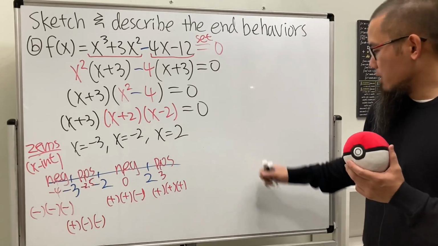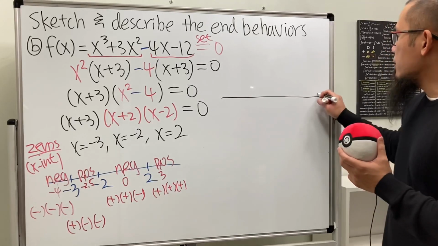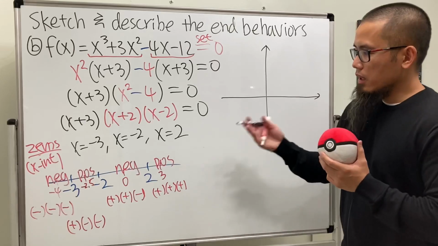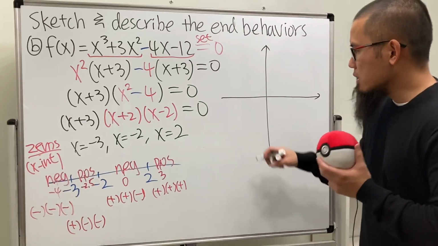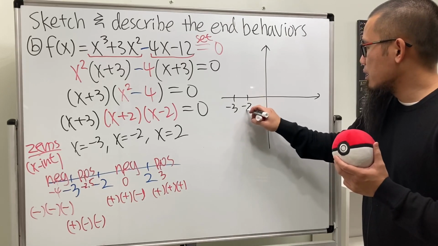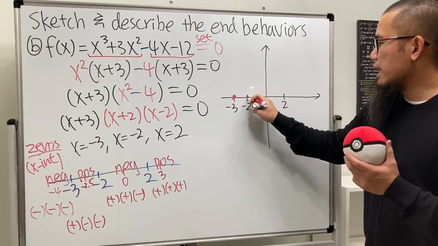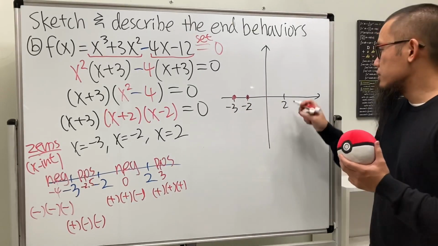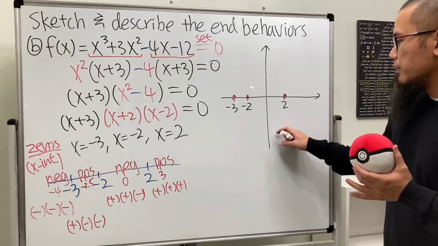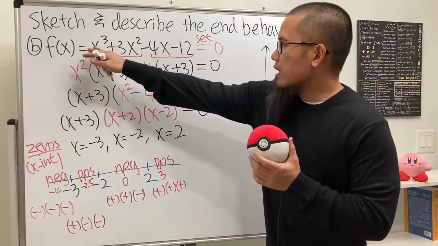Alright, so now here is going to be the sketch of the curve. So let me just draw it right here and here. Let's label the x-intercepts, which are negative 3, let's say it's right here, and let's say negative 2 is right here, and let's say 2 is right here. And of course, we have to make sure that the curve goes through these 3 points.